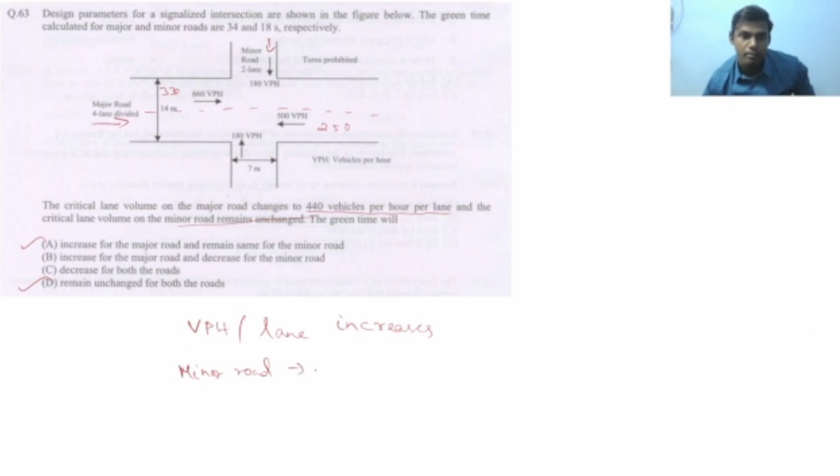Now regarding major road, what will happen? Critical volume increases. So what will happen to the green time? It will also increase. So obviously, option D will be the wrong answer. So option A is the right answer. As the critical lane volume increases, the green time will also get increased. If it remains unchanged, the green time will also remain unchanged.